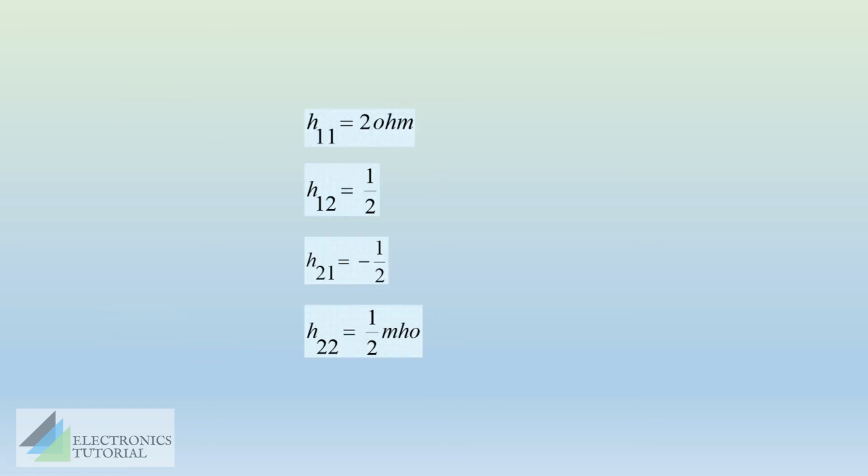So we have come up with our final answer. H11 is equal to 2 ohm, H12 is equal to 1 by 2, H21 is equal to minus 1 by 2 and H22 is equal to 1 by 2 mho. H11 was an impedance value, so we gave the unit ohm. H12 being a voltage gain, it won't be having any unit. Similarly, H21 is current gain, so it will be a unitless quantity. And the final one, H22, was an admittance value, so we gave the unit mho.